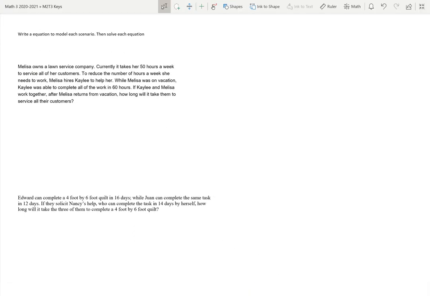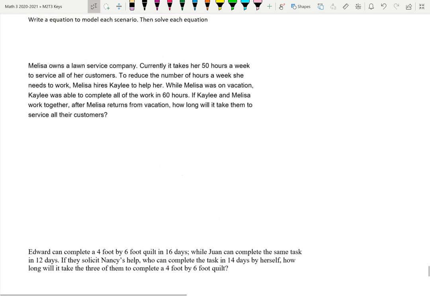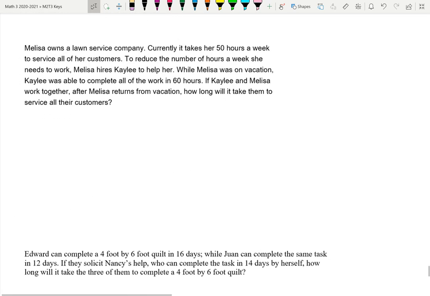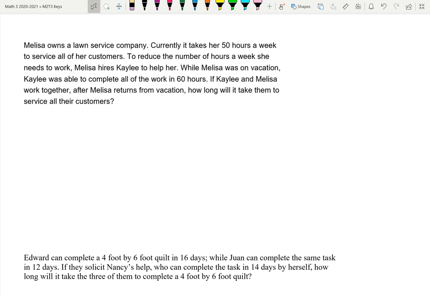All right, so our goal in this task is to write an equation to model each scenario and then solve each equation. So go ahead, take a moment, pause it, read through this word problem. I don't need to do the reading for you, but we're going to go ahead and annotate it together.